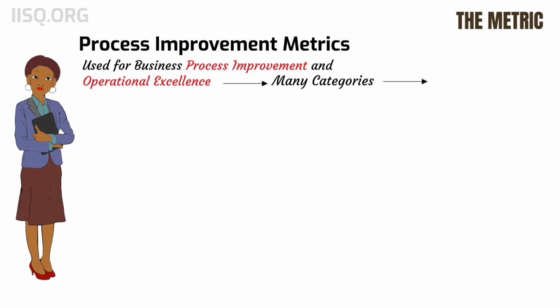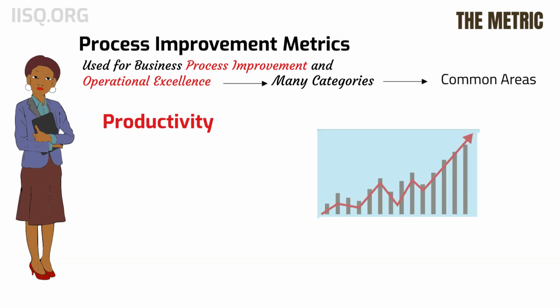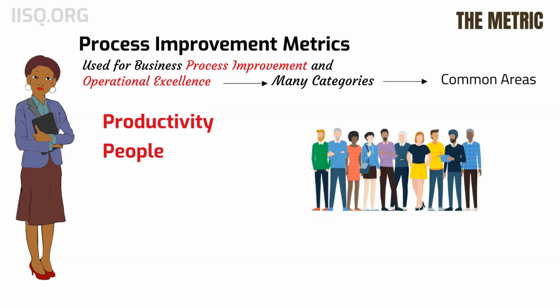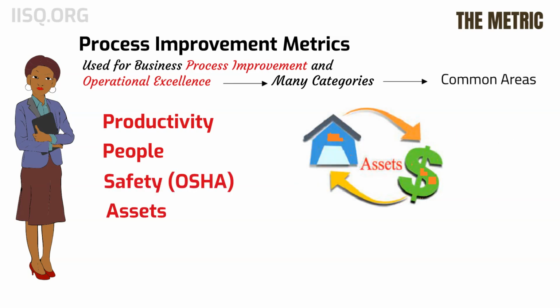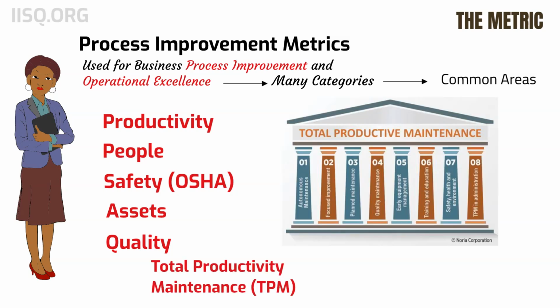If we consider the fundamental sections in a manufacturing and service sector, we shall find that there are a few common areas for improvement. These are productivity, people, safety, OSHA, assets, quality, total productive maintenance. The area quality is explained in the earlier session. We shall explain other areas in detail.